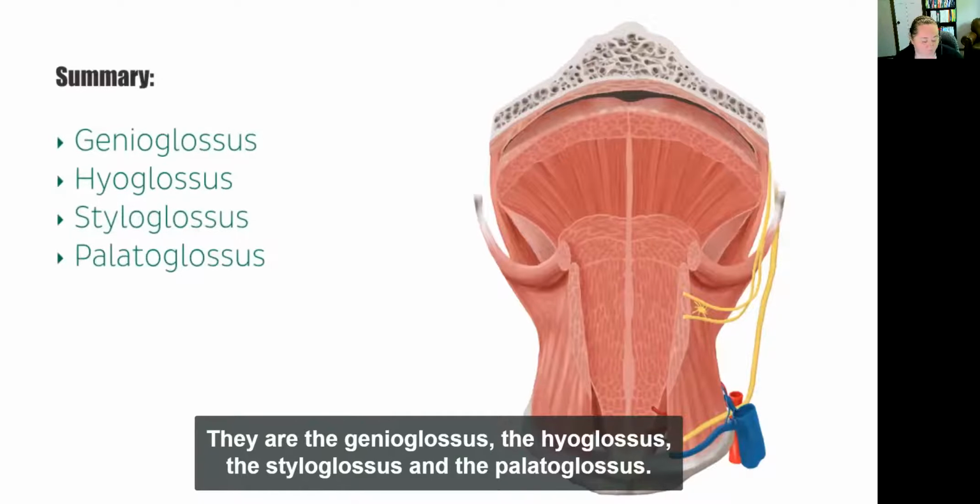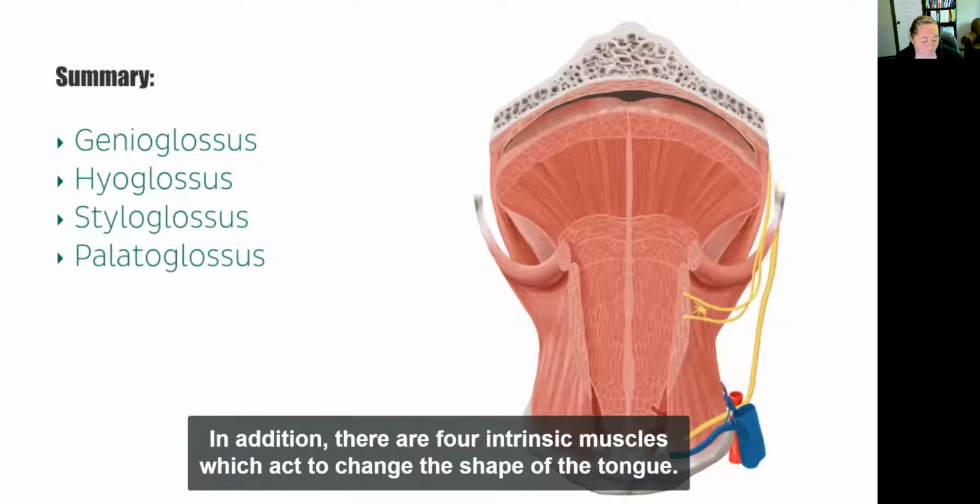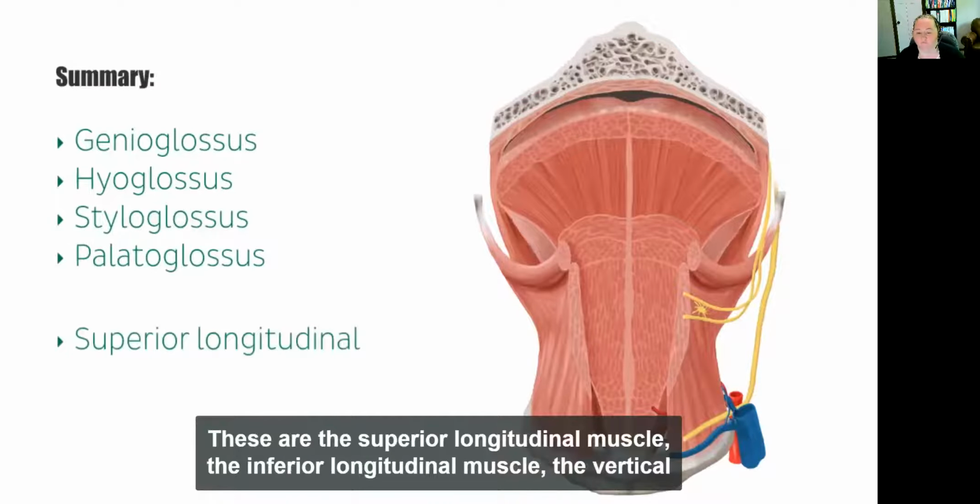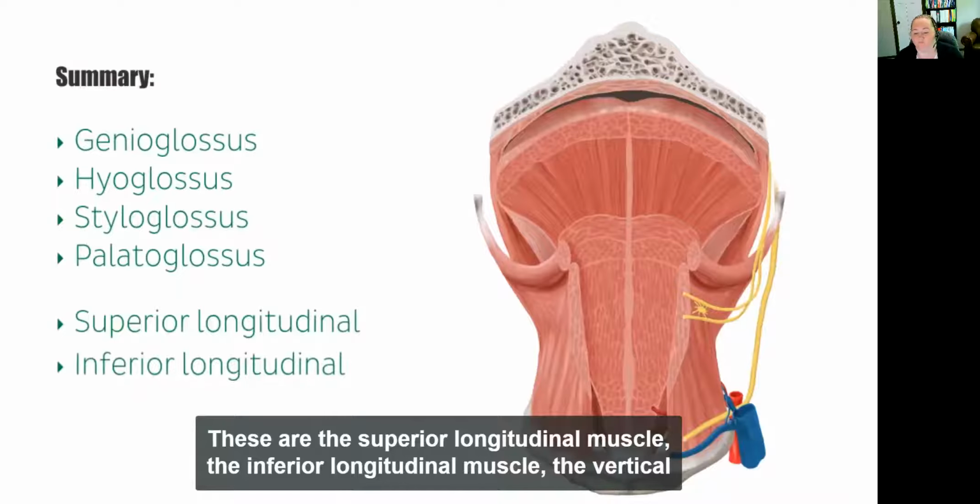In addition, there are 4 intrinsic muscles which act to change the shape of the tongue. These are the superior longitudinal muscle, the inferior longitudinal muscle, the vertical muscle, and the transverse muscle.